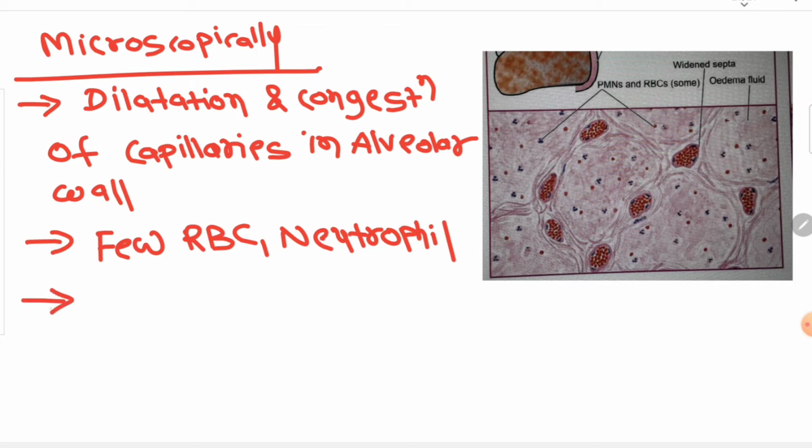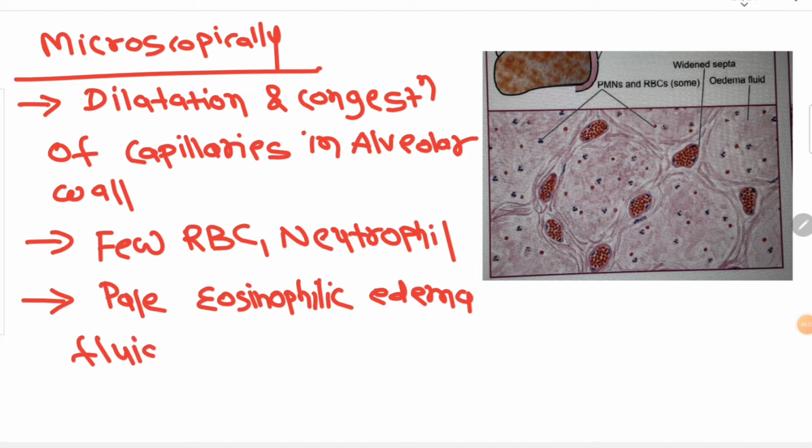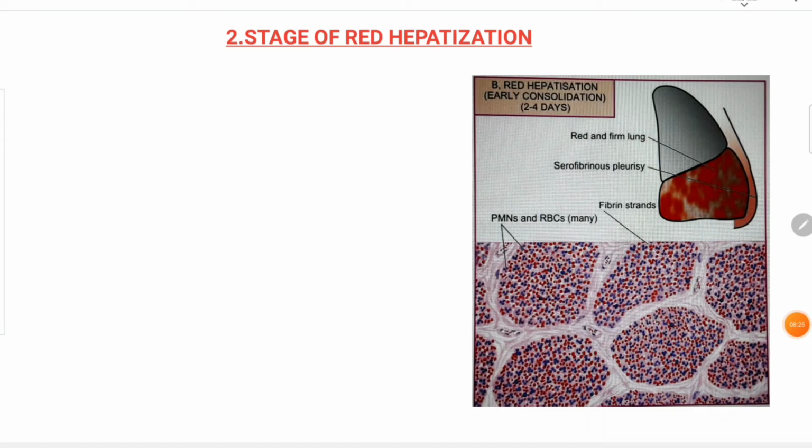And third important microscopic finding is that there will be pale eosinophilic edema fluid in the airspace. There will be pale eosinophilic, pinkish color edematous fluid in the airspace, which can be seen in this diagram. You can see a pinkish edematous fluid in the alveoli airspace.